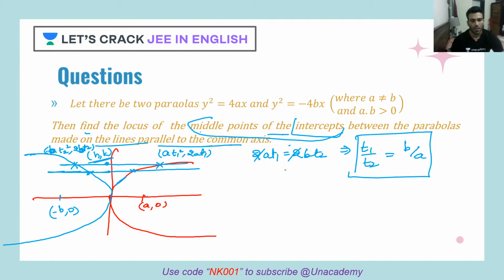So Adya says the answer is y square is equal to 8x ab upon b minus a. We'll check, Adya. Thanks for the answer. But meanwhile, you can just write down your process. We would love to see that. That's it, nothing else. So this is your t1 by t2 is equal to b by a, correct?